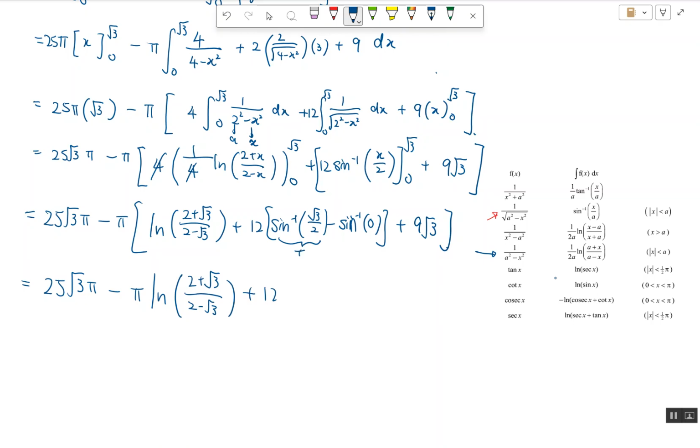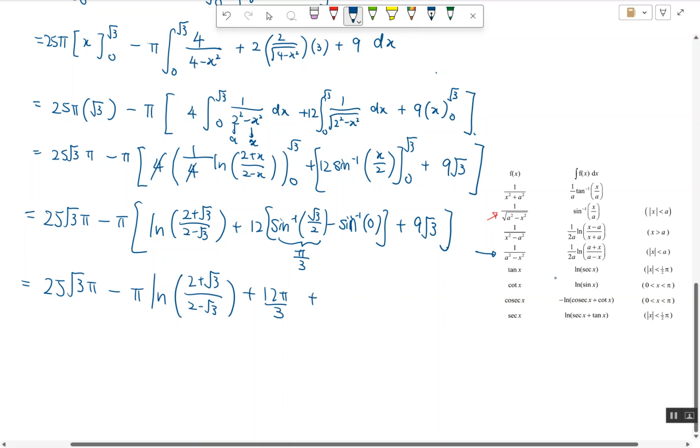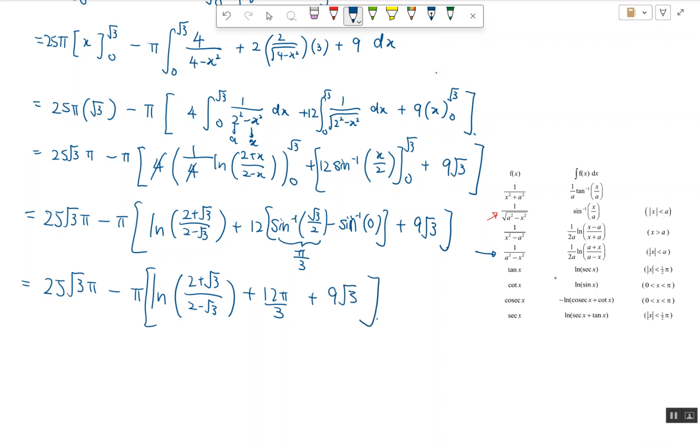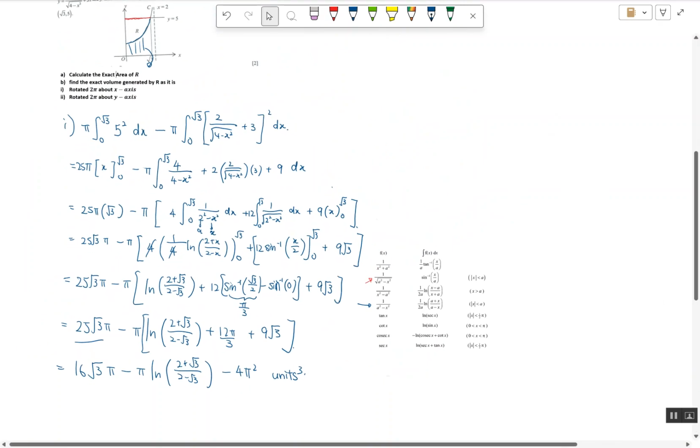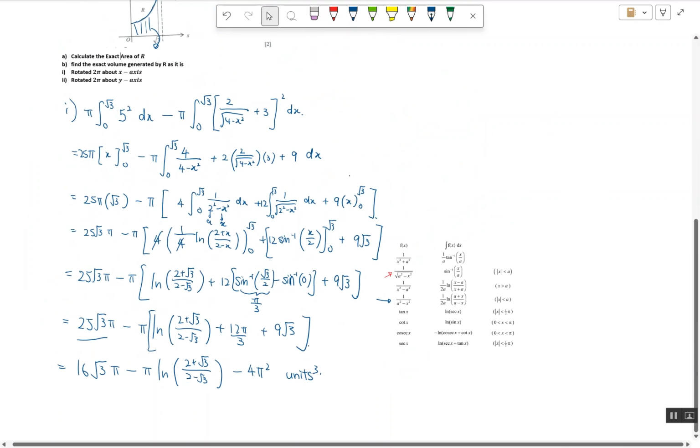This is pi over 3, so 12 pi over 3 plus, okay, there's a bracket here, 9 root 3. Final answer, 25 minus 9, that will be 16 root 3 pi minus pi ln 2 plus root 3 over 2 minus root 3 minus 4 pi square units cube.